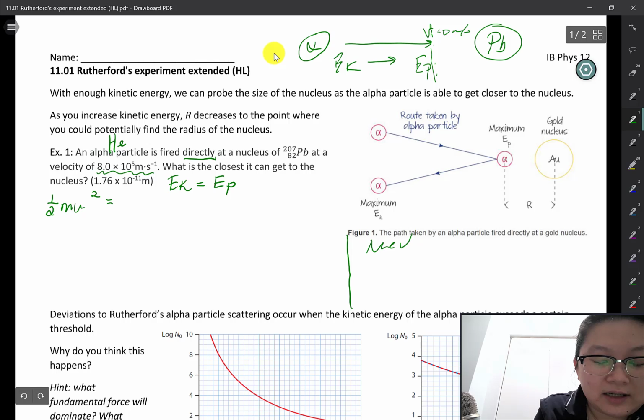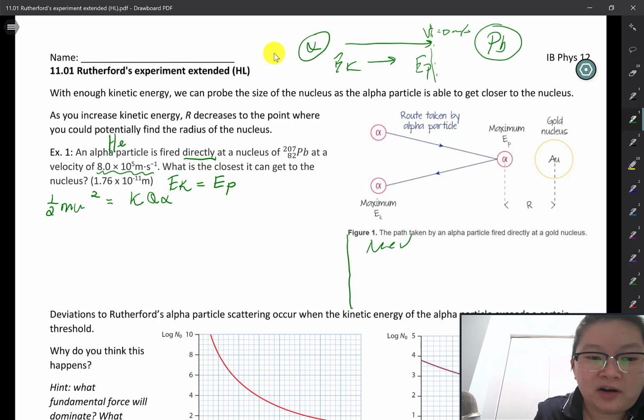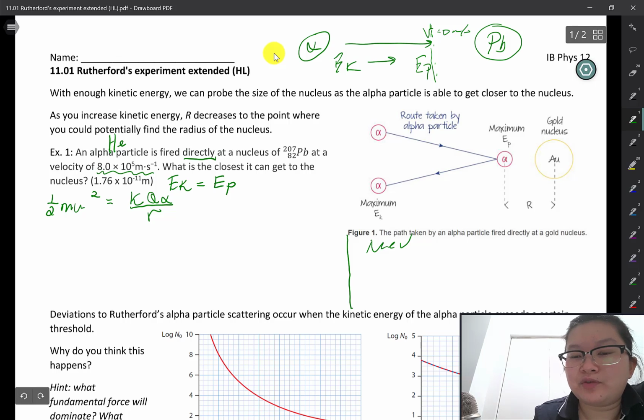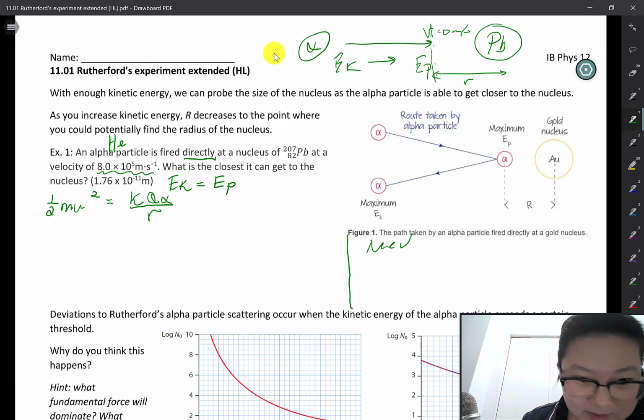So our electric potential energy is going to be E. I'm going to do lead, which is Pb, which I'll use big Q for. And then for the alpha particle, I'll write alpha to signify the charge on an alpha particle, which is just 2 protons. And all of this over R, which is how close it can get, the distance of separation between the alpha particle at this spot and the lead nucleus. And that's your electric potential energy, okay?